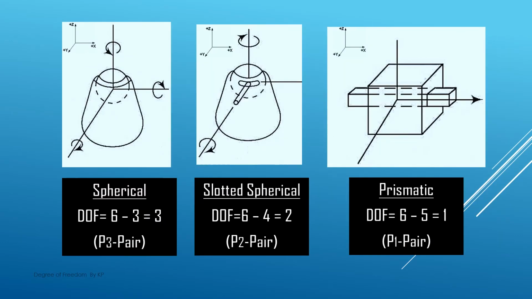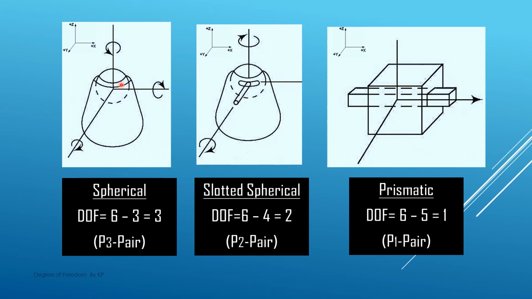And next we consider the spherical combination. So we have a sphere and that sphere is fitted or moving inside a spherical cavity. The examples are car mirror or pen stand. So here, if we see the motion of this sphere, it cannot move along x direction, it cannot move along the y direction, it cannot move along the z direction. So it is having restriction in all the three directions.